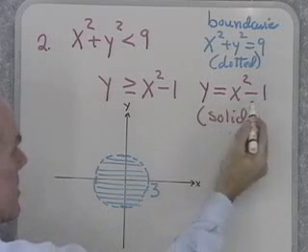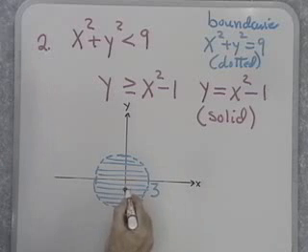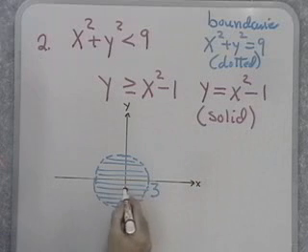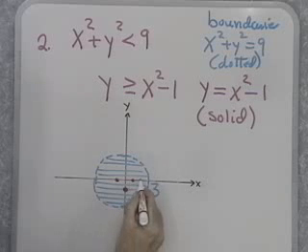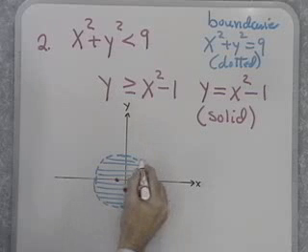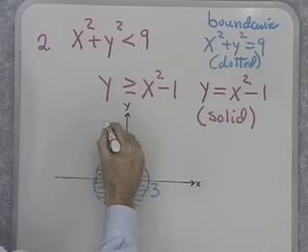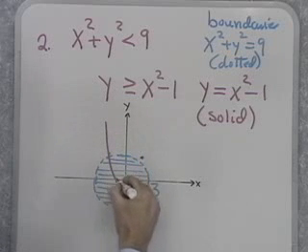Now, y = x² − 1. When x is 0, y is −1. So it goes through the y-axis right here. It's a parabola, so if I go over 1 and up 1, I'm back on the curve. Over 2, I'm going to go up to 3. So I'm going to be up here and here. Anyways, this graph is going to look like this.